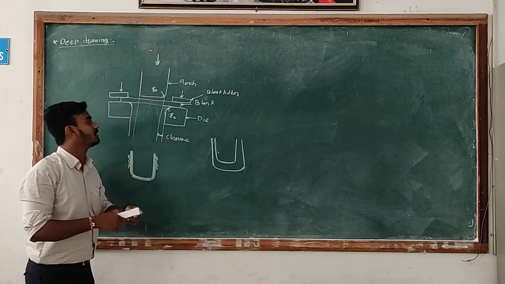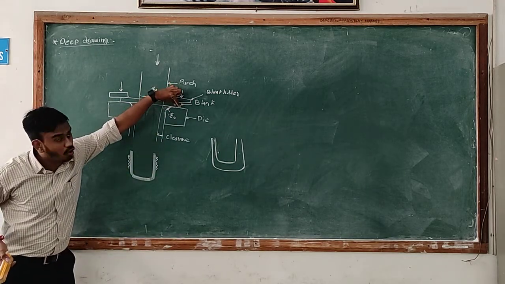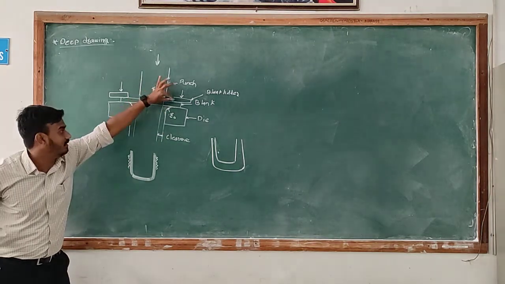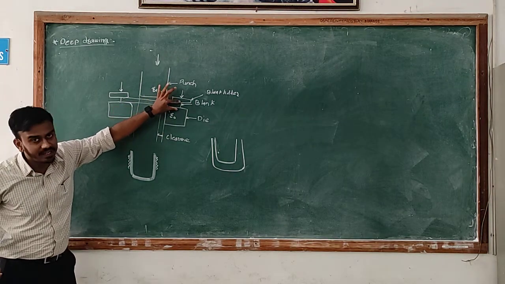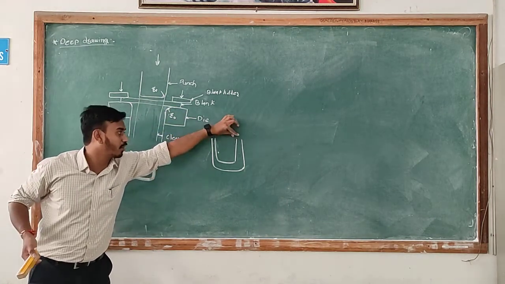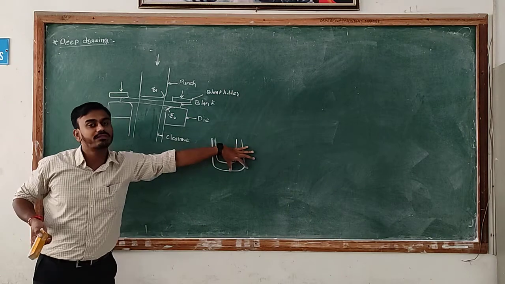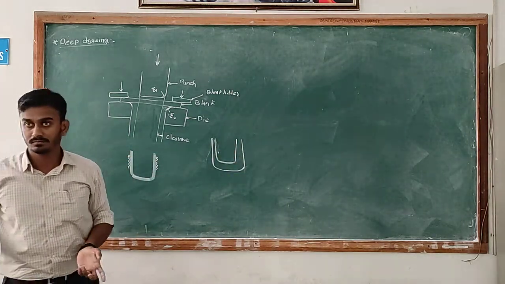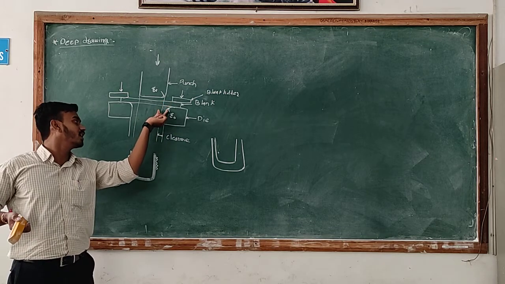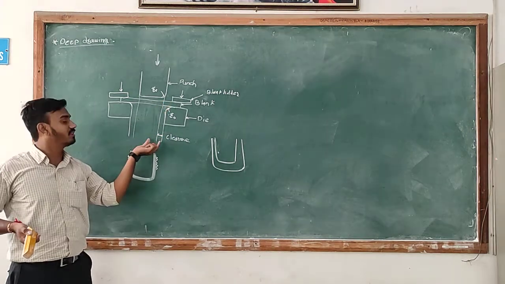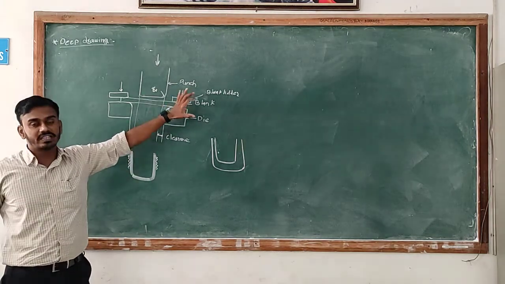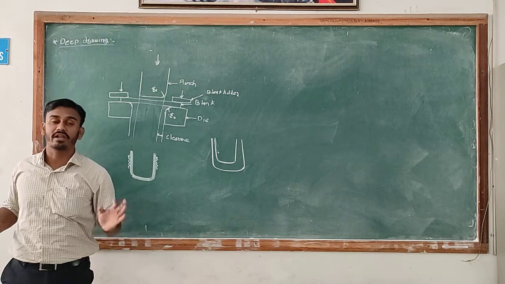Why does this happen? Because if this edge of the blank does not flow freely inside this cavity, it will get trapped here, and the top surface of the output product will be thinner and the bottom surface thicker, because large tensile stresses develop here and are less at the bottom. To avoid this, the blank holder is provided, with a specific value of pressure.